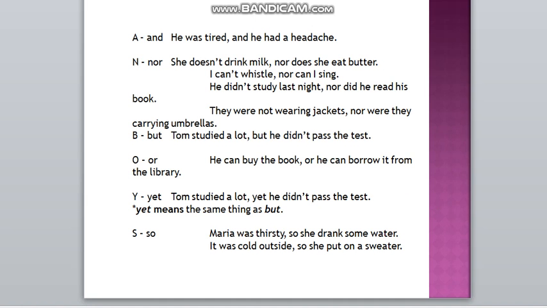Now, I hope all of you have understood how to use coordinating conjunctions and compound sentences. Thank you, children.